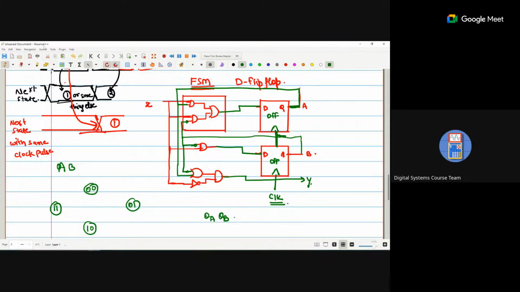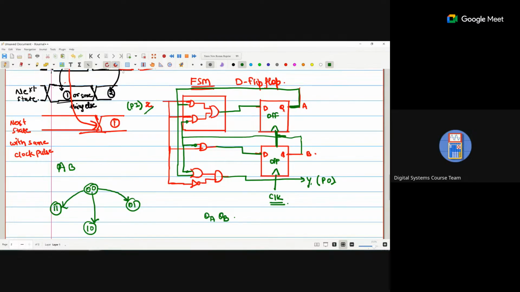Y is considered as a present output and X is a present input. So it will be dependent on, from 0, 0 I either go to 0, 1, or I go to 1, 1, or I go in this one. The possibilities are there. Now only two ways are possible. Why two ways? Because the input is 1 bit.